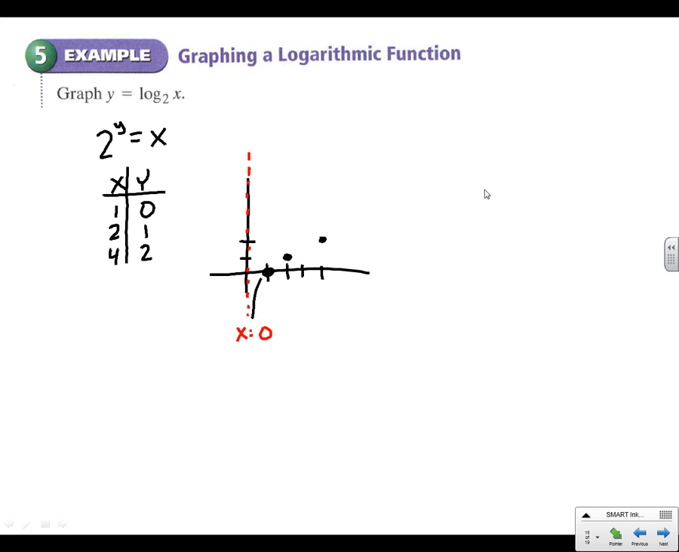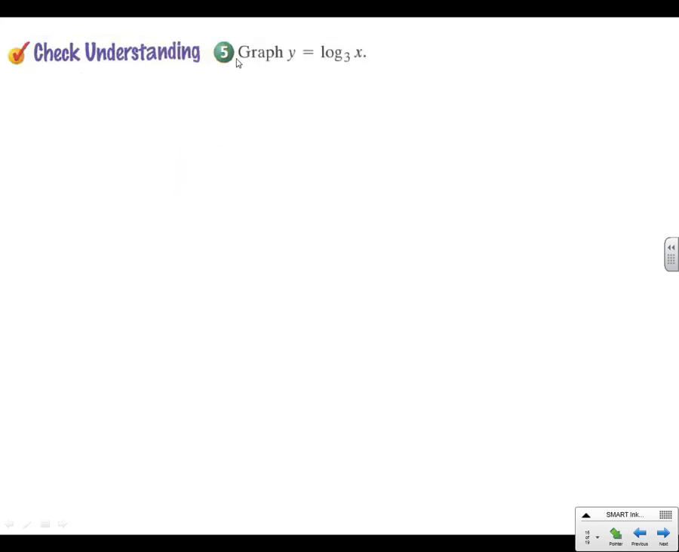And so we're going to hug that asymptote and then take off and flatten out. Instead of taking off vertically, now we're going to flatten out as we go up. And we're actually going to go vertical down here on the asymptote. All right, so see if you can do the same thing. Graph y equals the log base 3 of x.